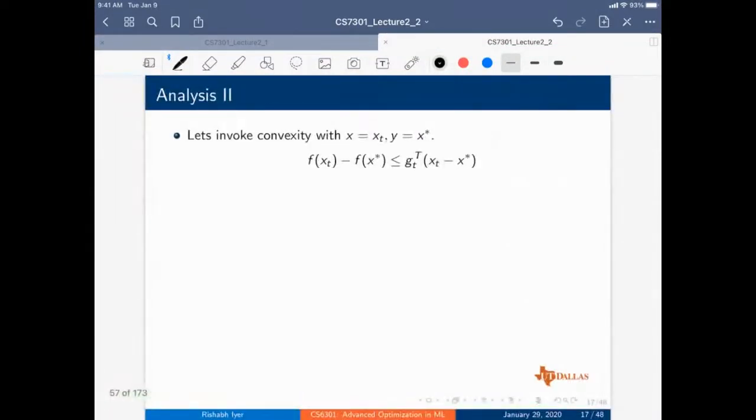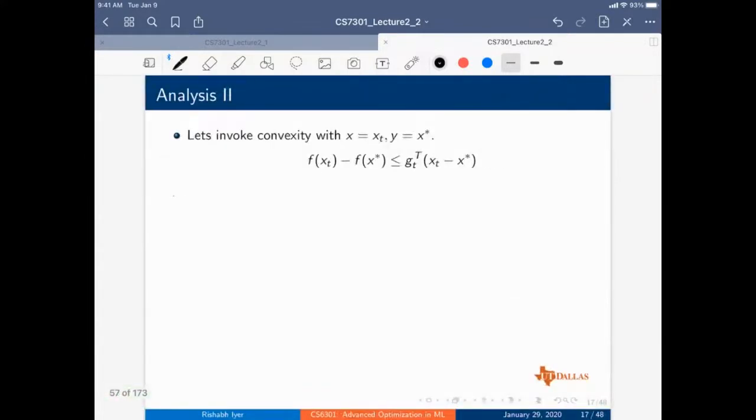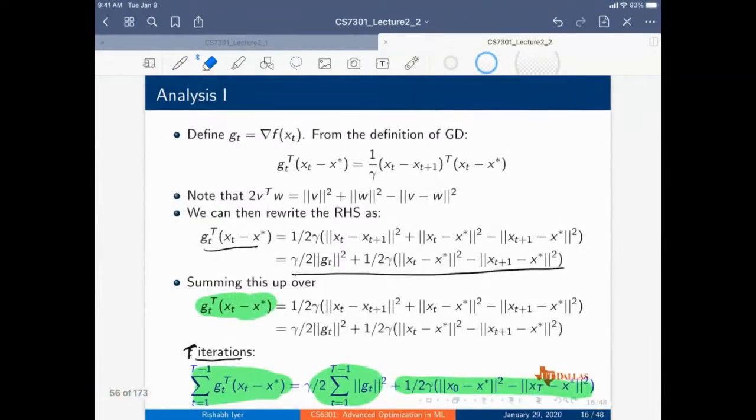So far so good, right? So this result, I'll just recap this result. So this result is nothing but the sum over t equal to 1 to T minus 1 of gt transpose (xt minus x star) is equal to gamma by 2 times the sum over the gradients, plus 1 over 2 gamma times the difference between x0 minus x star and xT minus x star.